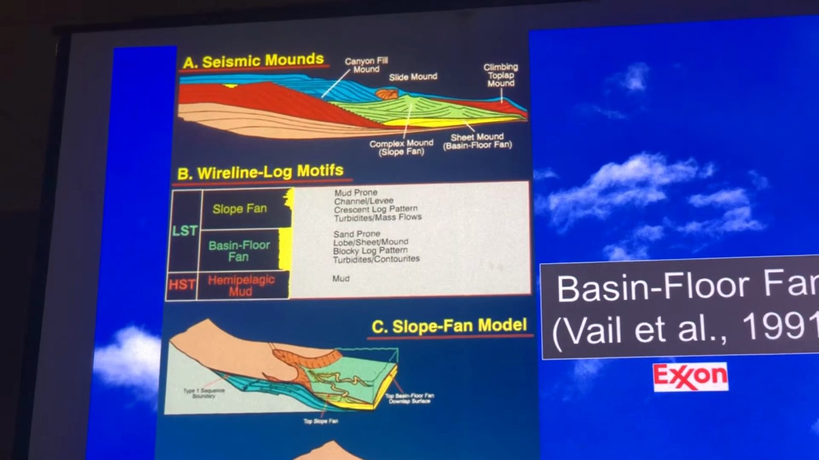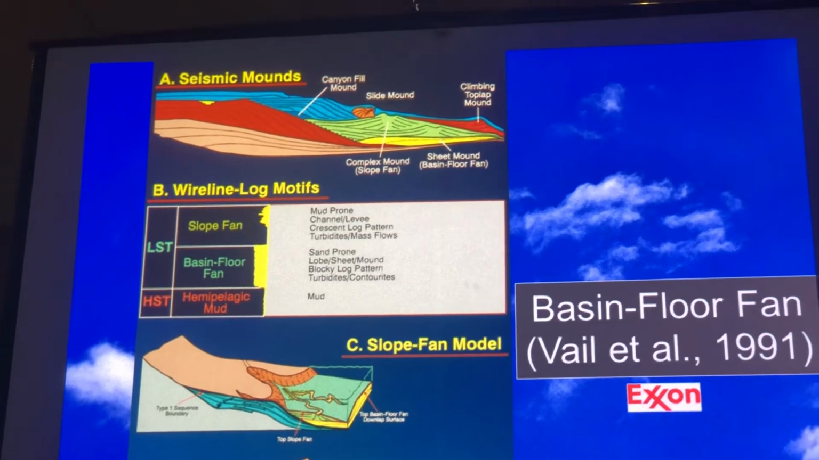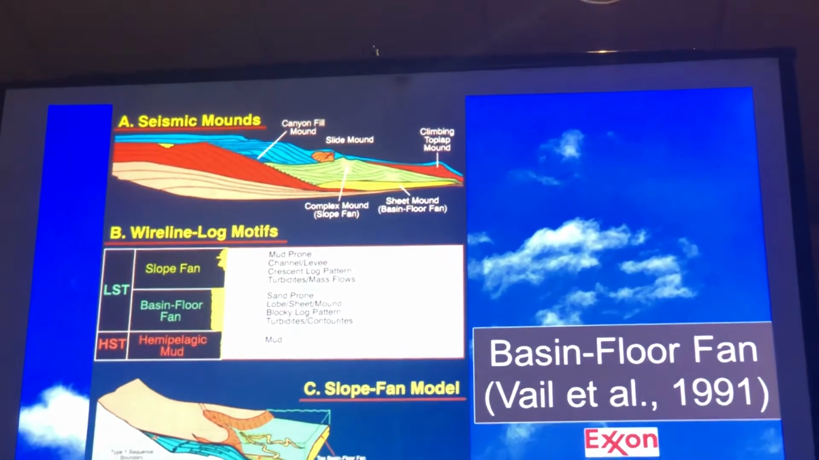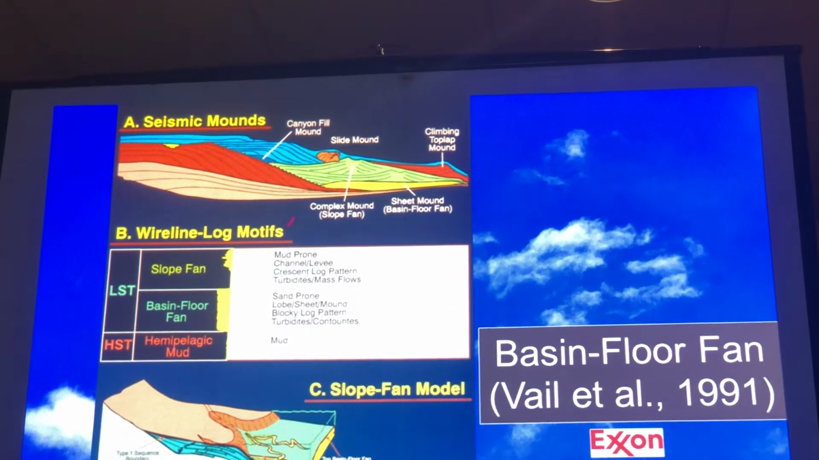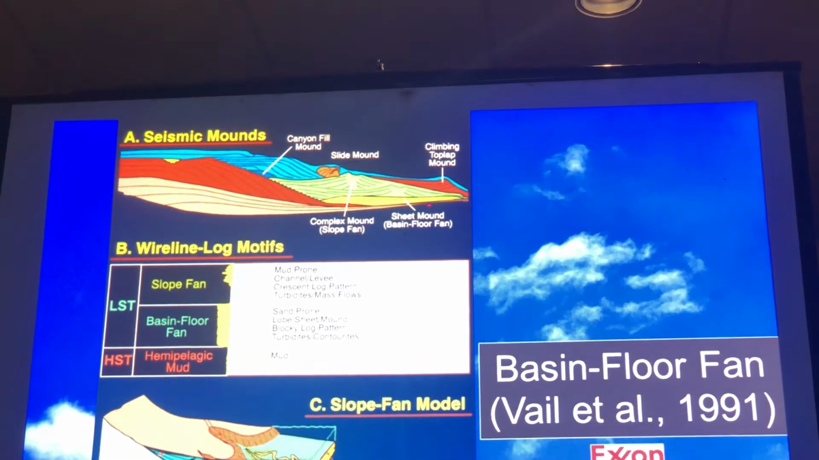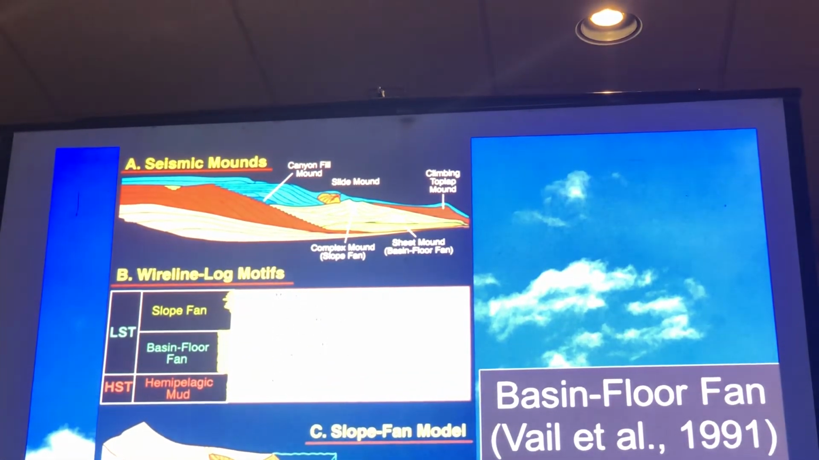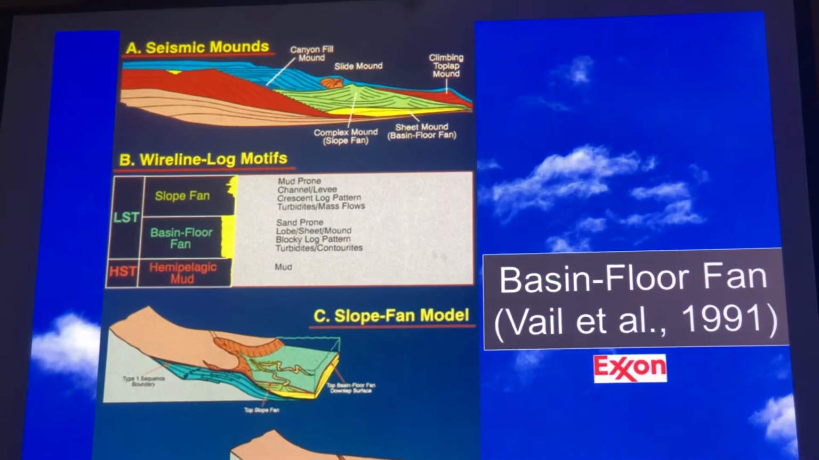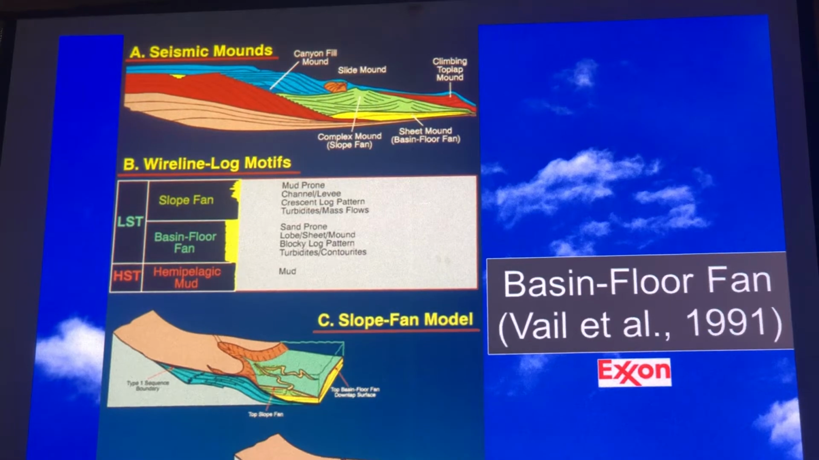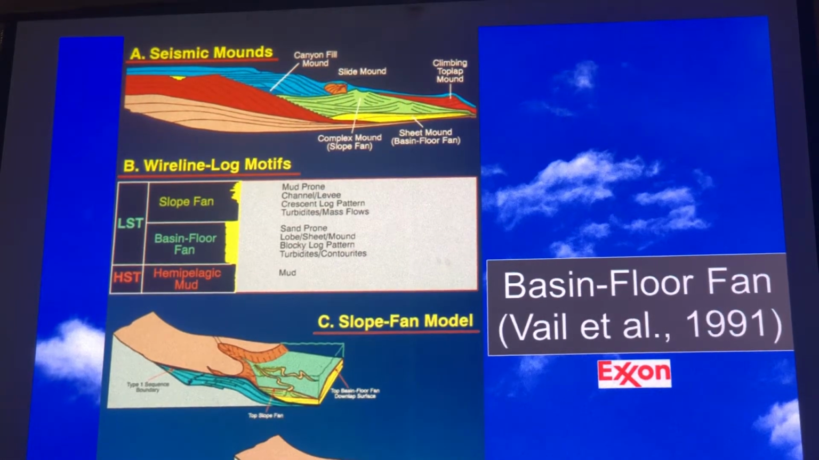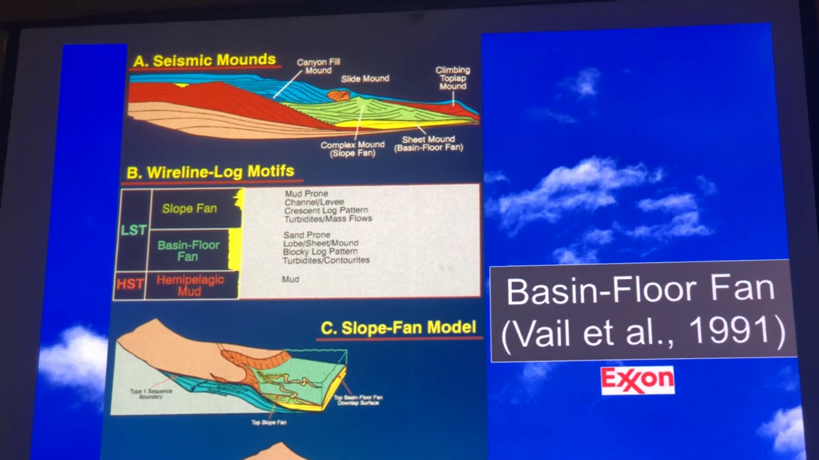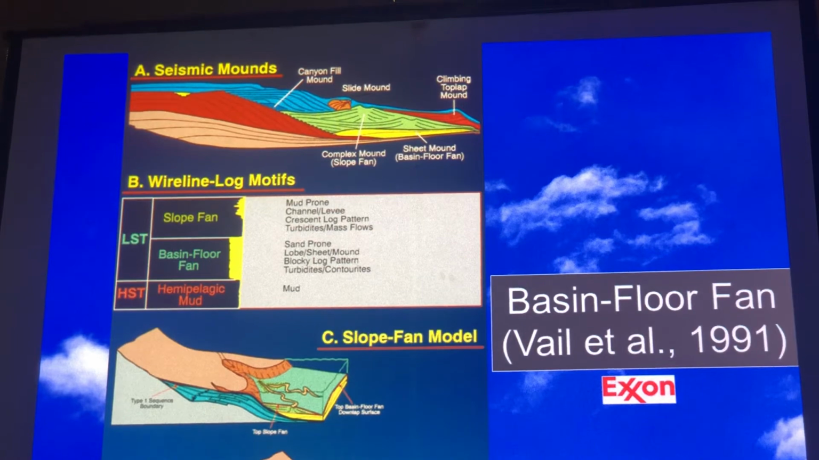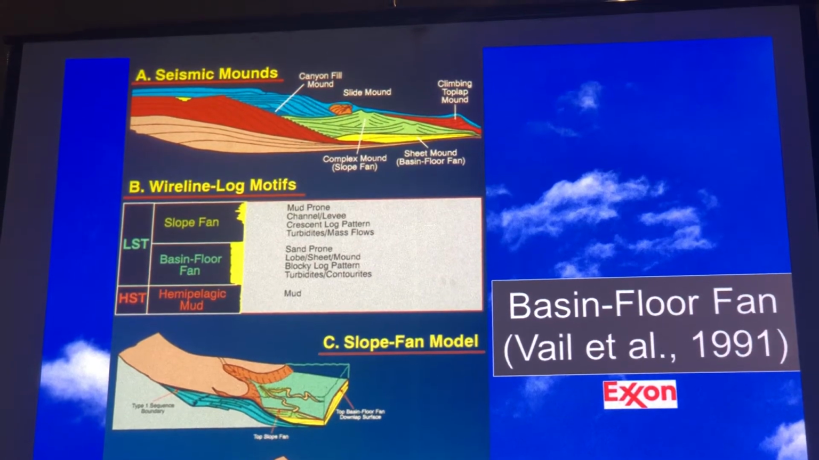Perhaps the most influential paper on fans is by Vail and others. They said if you just have seismic profiles, you can put them into a sequence stratigraphic framework, and if you see this kind of mounded geometry in that framework, you call that a basin floor fan, and they would look like a blocky motif in gamma ray logs, and they would look like this in the model, but they would be composed of sandy turbidites. So this is a hypothetical model. Nobody verified whether the model worked or not.